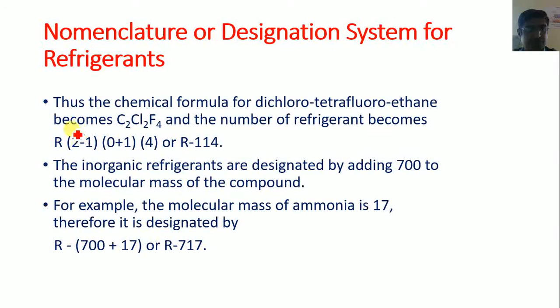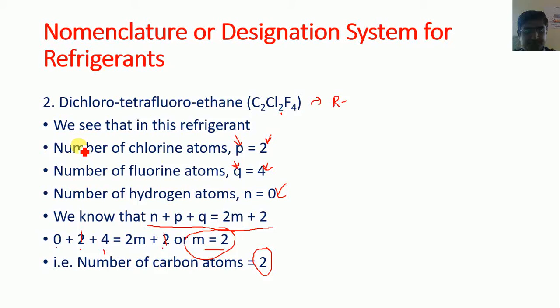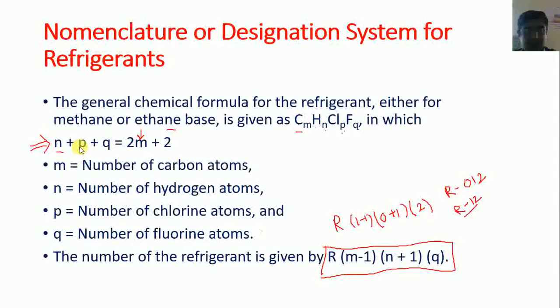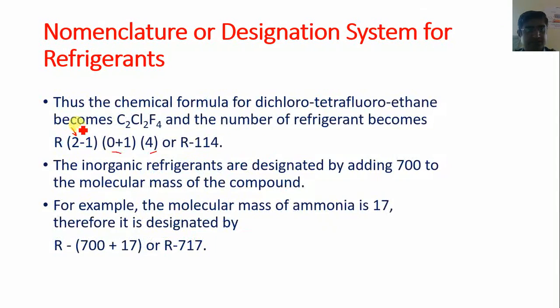So R into m minus 1. So here you can see the chemical formula for dichlorotetrafluoroethane becomes C2Cl2F4, and the number of the refrigerant becomes R into 2 minus 1, 0 plus 1, into 4. So here you can see, first of all, it is m minus 1, then n plus 1, and then q.